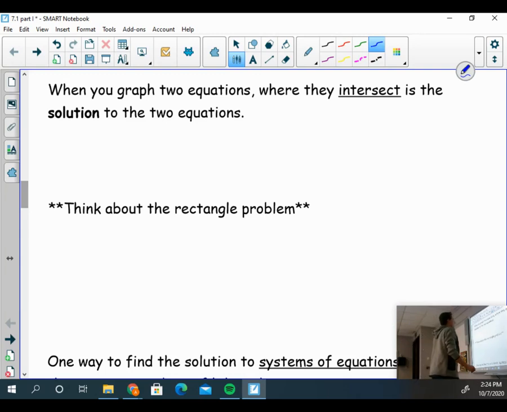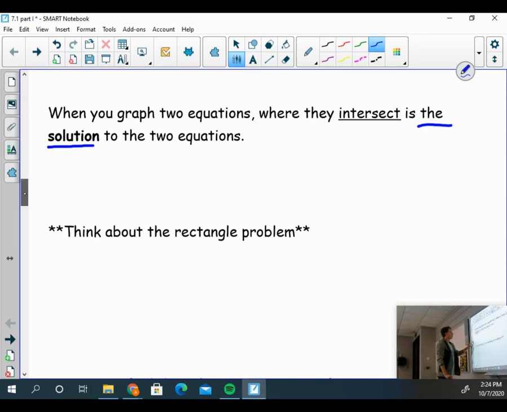When you graph two equations, where they intersect is the solution to the two equations. We never did the rectangle problem, so you don't need to think about that. But I want you to write this down. When you graph two equations, where they intersect is the solution to the two equations.